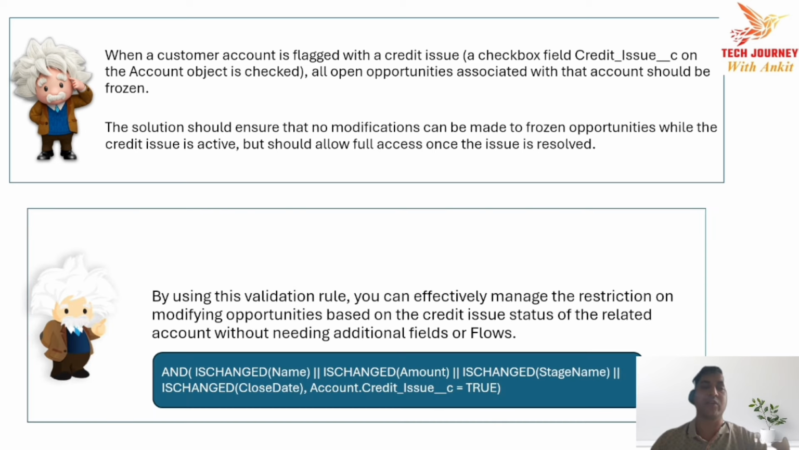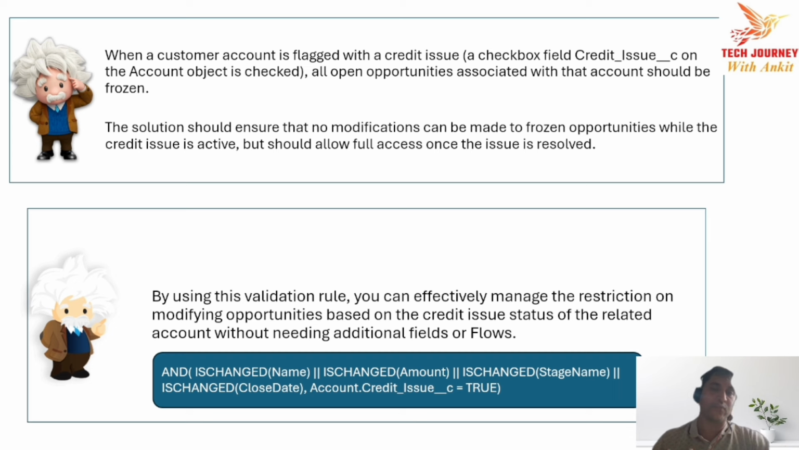The solution here is you will do that with the help of a validation rule. You will use the cross object formula in the validation rule. In the validation rule, you will check whether the account credit issue flag is true or not. If that value is true and the user is changing any of the key fields on the opportunity object, then you will block the user.